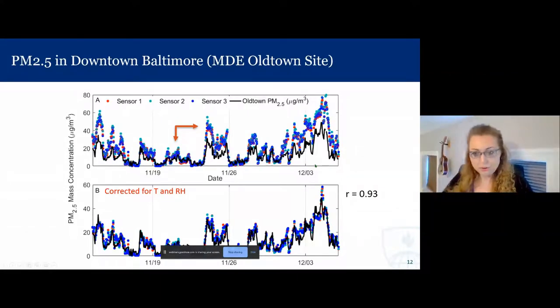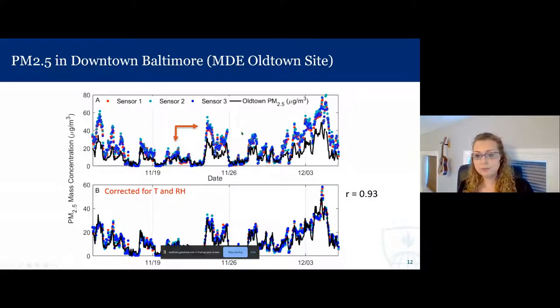And here's one example of these sensors out in the world. So here's what we would do. We have three sensors co-located in Baltimore. It's a downtown Baltimore site, MDE Old Town. We co-located three for about 2 months because we wanted to see if they all reported the same concentrations under different conditions. And you can see here that the three sensors actually do a good job of reporting similar concentrations, which really gives us confidence that even if they were at separate sites, we could trust the concentrations would be similar if they were co-located.